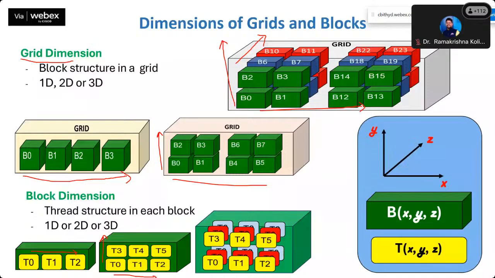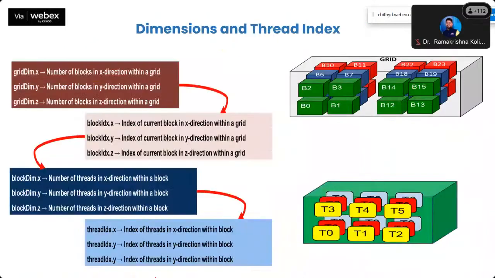Now, how do we identify the dimensions of the blocks and the dimensions of the threads? We have predefined variables which I have already discussed. That is gridDim.x, which indicates the number of blocks in the x direction within a grid. gridDim.y is the number of blocks in the y direction, and gridDim.z, so basically it indicates the number of blocks in each dimension.